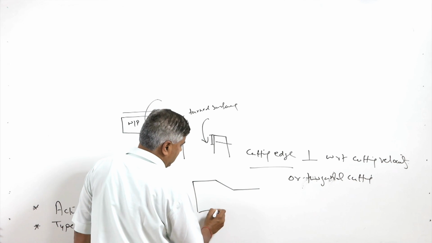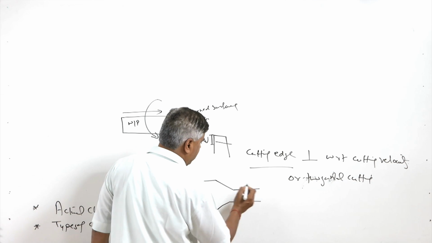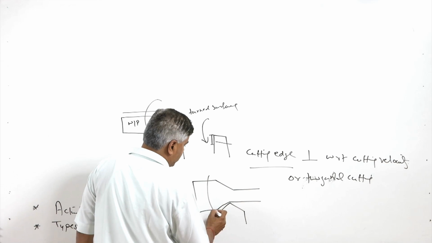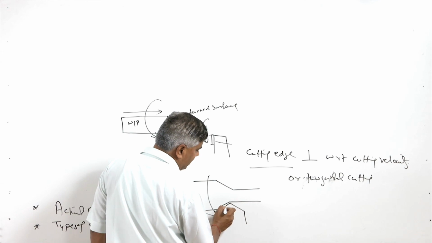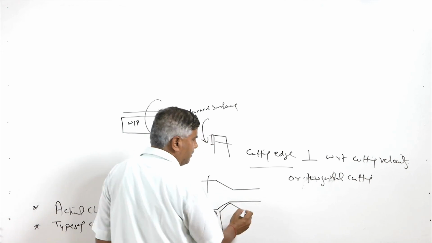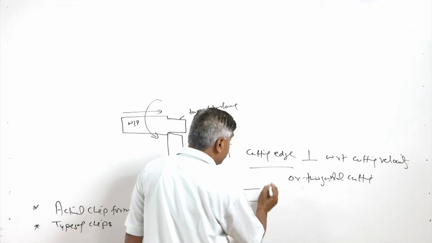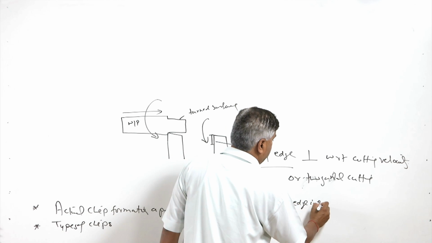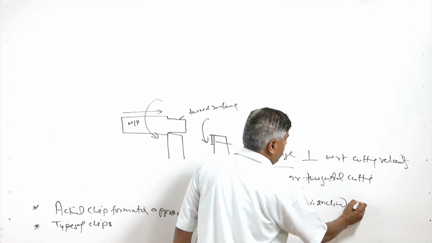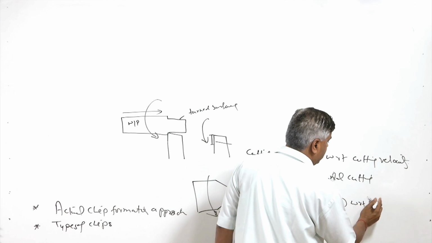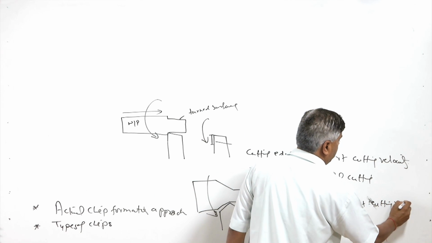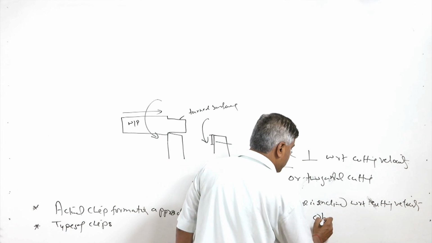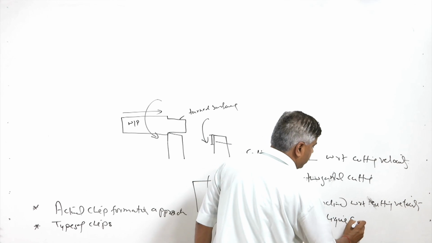While in another case, when the cutting edge is inclined at a certain angle like this with respect to the cutting velocity, that will be an example of oblique cutting. So, in this case the cutting edge is basically inclined with respect to the cutting velocity direction. So, that will be termed as oblique cutting.